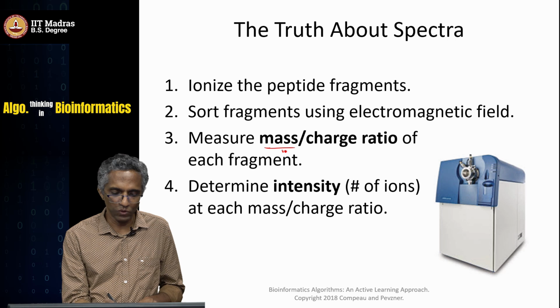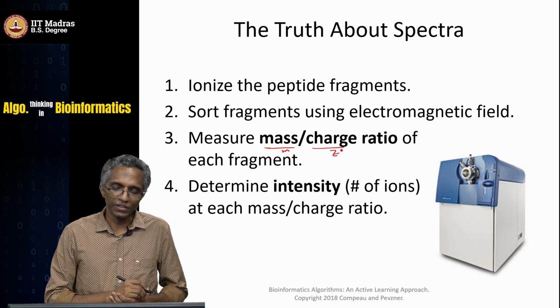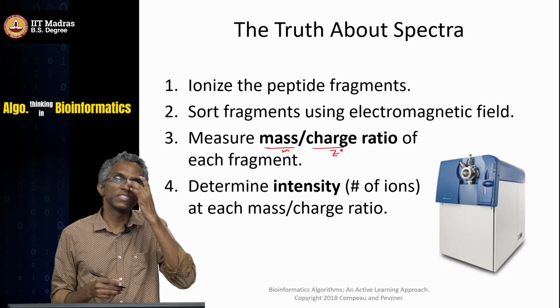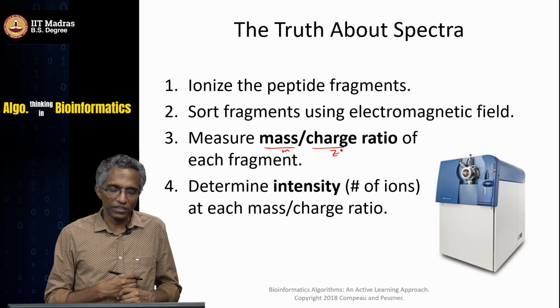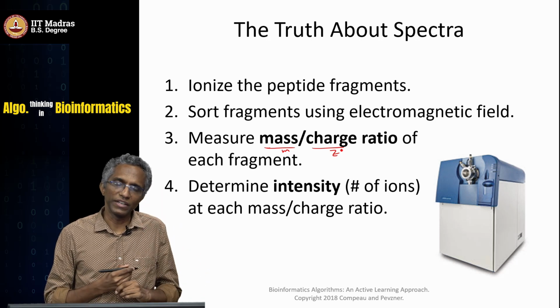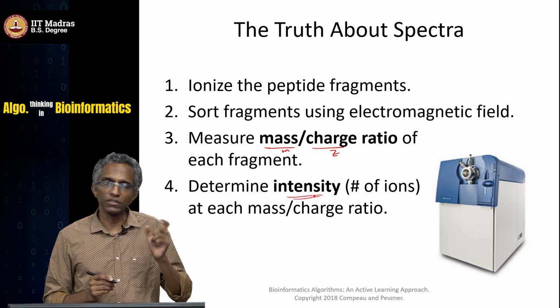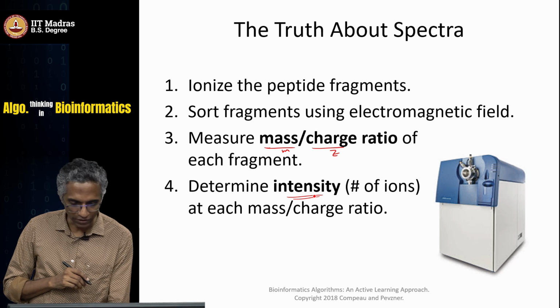This is mass m over charge z, the ratio, and then you look at some form of histogram of this m over z across all the fragments that are derived from the peptide. Okay. And the height of the bar is going to be your intensity, or the abundance of the ions that have a certain mass over charge ratio. Okay. And how does it look?